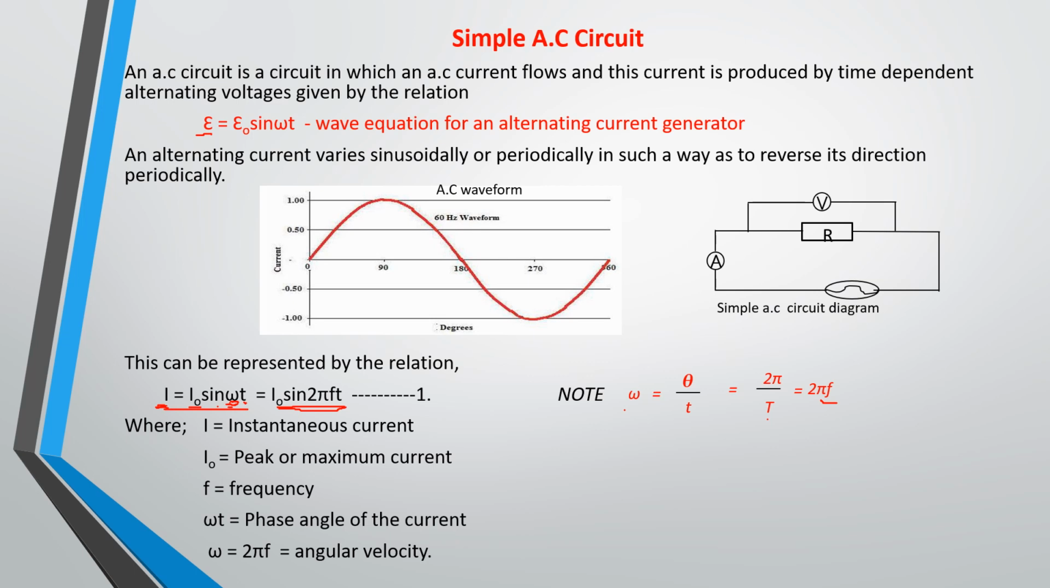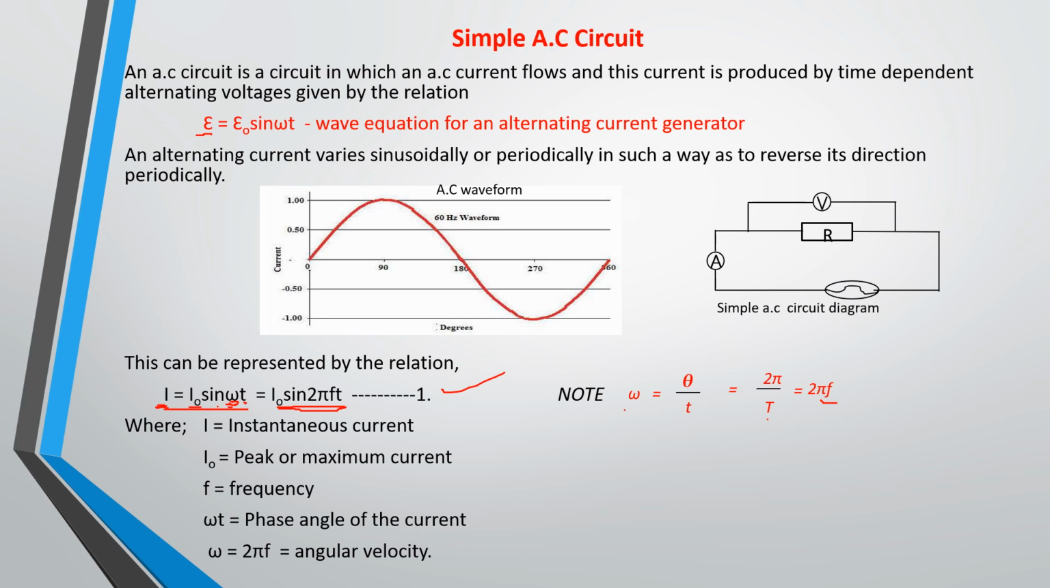Is that okay? So there's no ambiguity here. This angular velocity that you see here is equal to 2 pi f. By the time you substitute this 2 pi f into this, you will have this equation. So these two equations you see here are the same. I hope that one is understood.